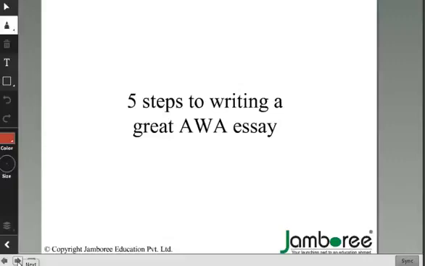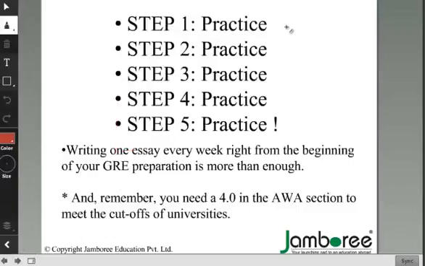Now, very important. 5 steps to writing a great AWA essay. Simple, right? If you have not started practicing your AWA, then write 1 essay every week. Remember, you need a 4 in the AWA section to meet the cutoffs of universities.